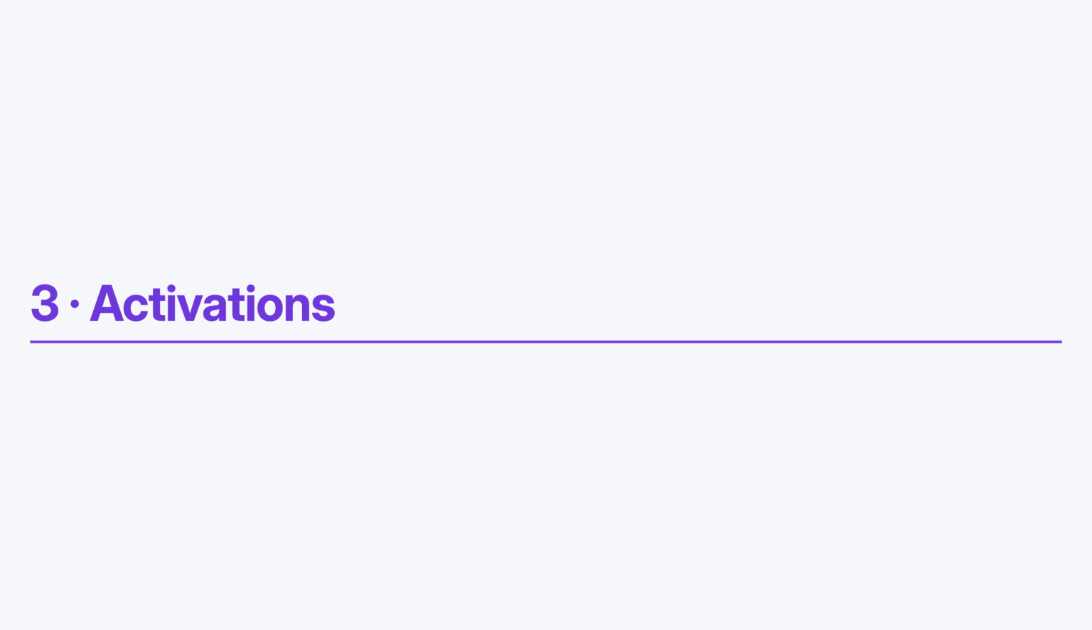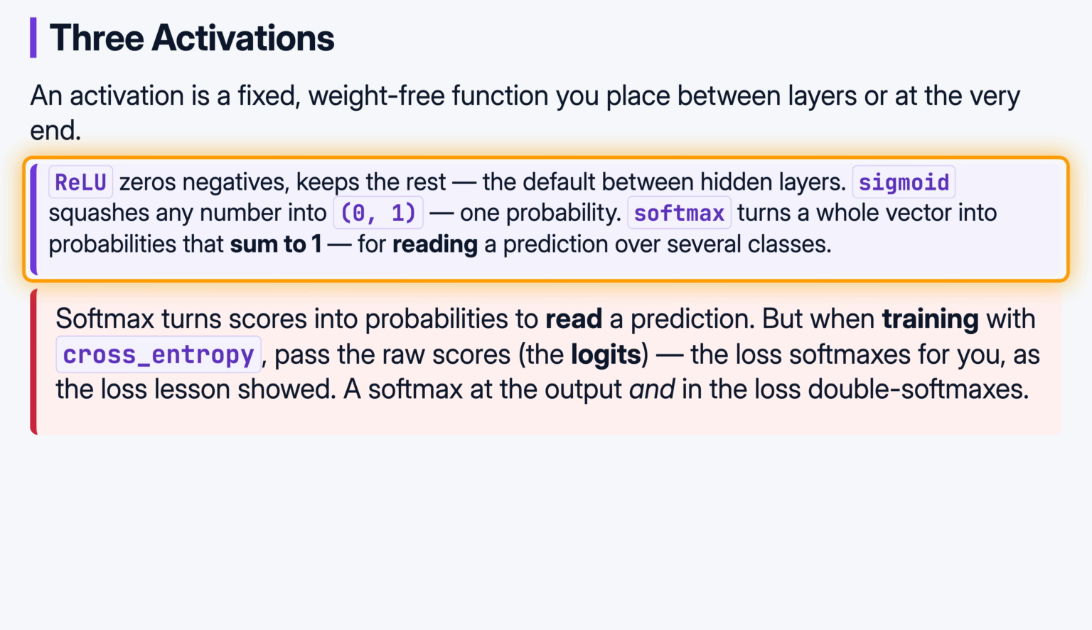Now the third part, the activations, the fixed rules you place between layers. An activation is a fixed, weight-free function. ReLU zeros negatives and keeps the rest, the default between hidden layers. Sigmoid squashes any number into the range 0 to 1, a single probability. Softmax turns a whole vector into probabilities that sum to 1.